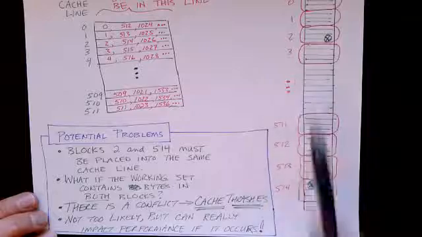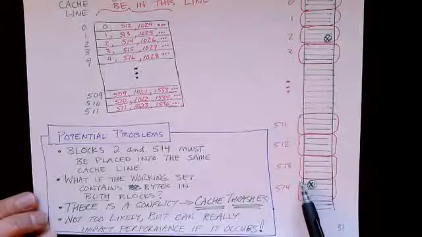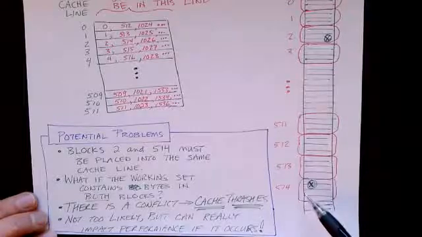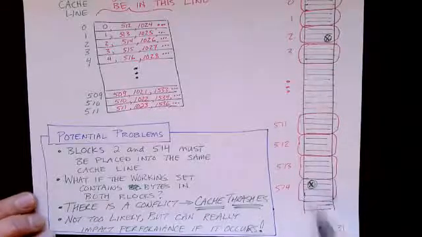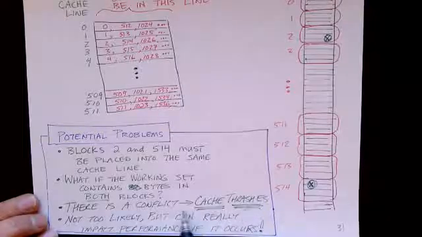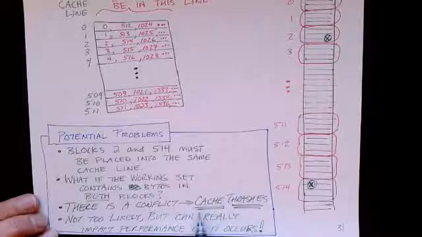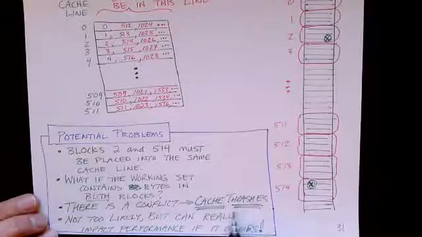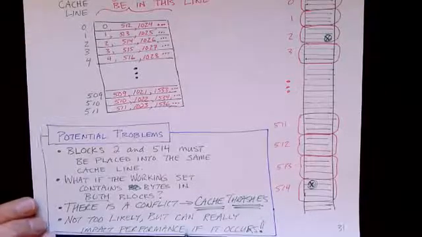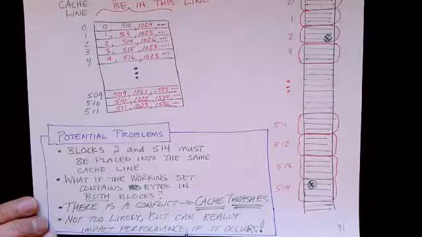It can't keep both these blocks in the cache at once, and if both blocks contain data that's part of the working set, we've got a problem, and that problem is called thrashing. So in this particular example, there's a conflict, and the cache thrashes. This is not too likely, but it can really occur, and when it does occur, it's going to really affect performance in a very negative way.